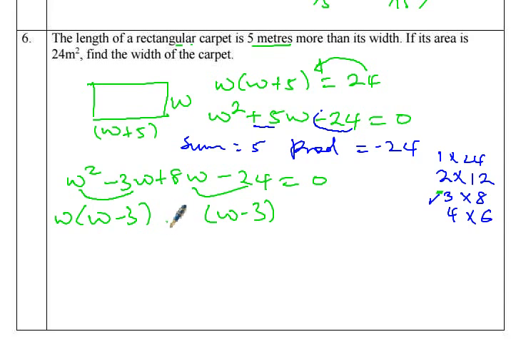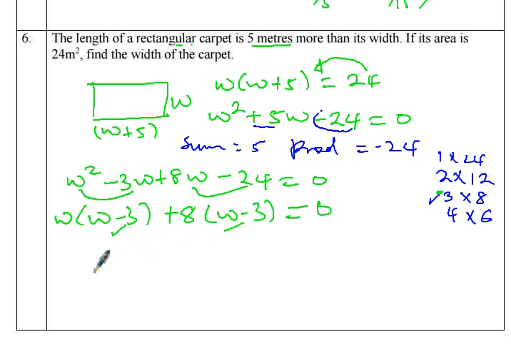Then what we only need to do is to put a number here, so that when you multiply it by this, we go back to this. And so that number is positive 8. And clearly when you multiply positive 8 times negative 3, we go back to minus 24 as well. So this is equal to 0.